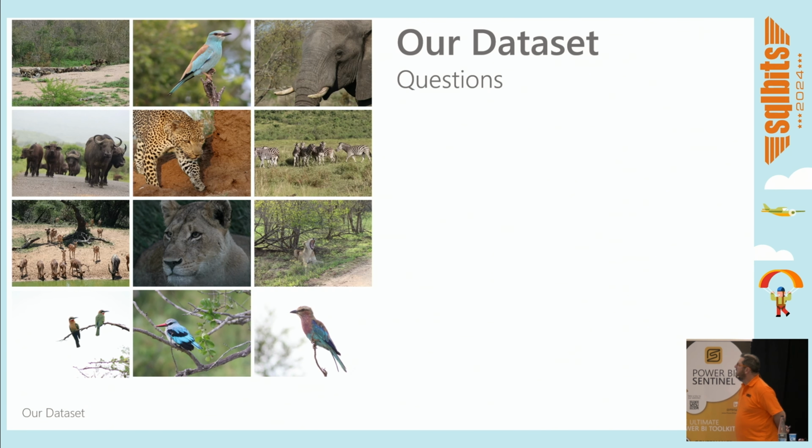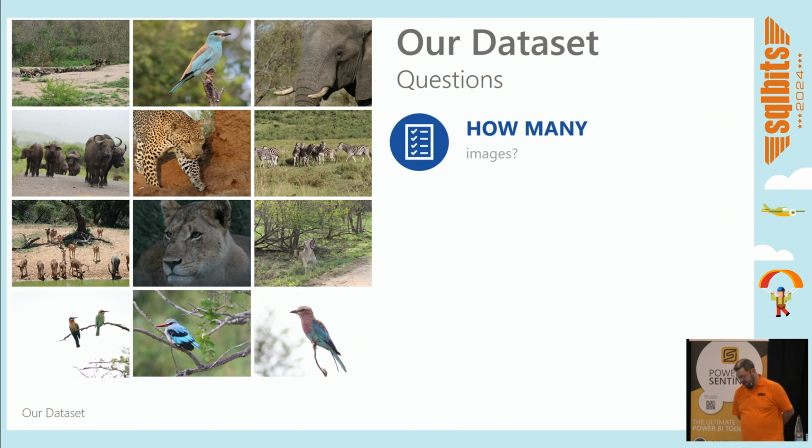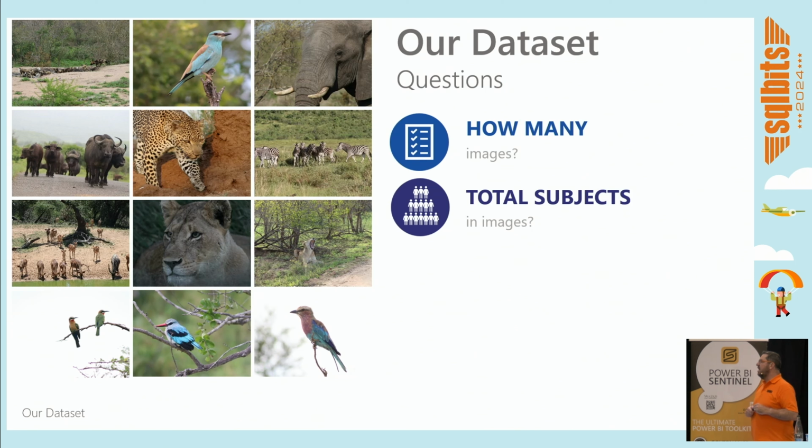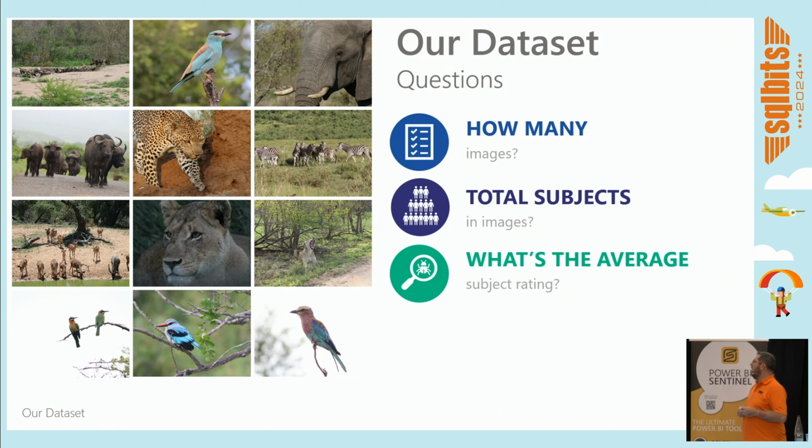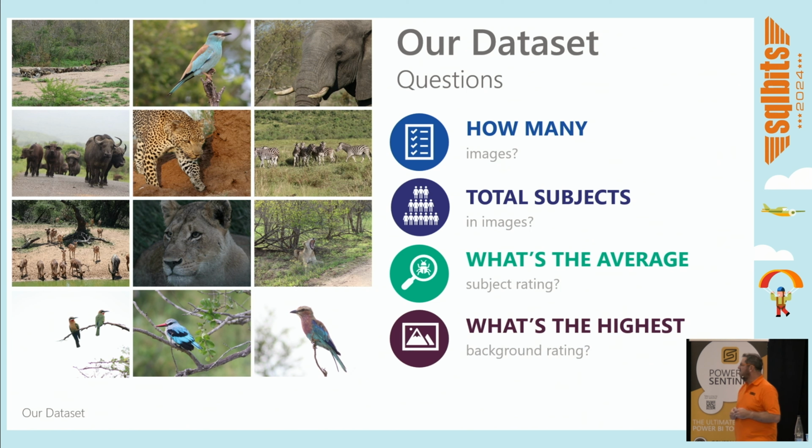Okay. So what kind of questions are we likely to ask over this data set? Well, the first and most obvious is how many photographs? How many photographs per time of day? How many photographs per animal, et cetera, et cetera. The next thing, what total number of animals are across all the photographs? Okay. What's the average subject rating? What's the highest background rating? All these kinds of things we can ask.